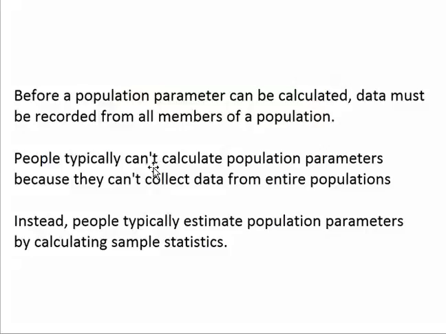So, since researchers usually can't calculate population parameters, what they do is they collect data from samples, preferably random samples, and then they calculate sample statistics to estimate the population parameters that they're interested in. And we said that the process of calculating a sample statistic to estimate a population parameter is called statistical inference. So using a sample mean to estimate a population mean is statistical inference. Using a sample standard deviation to estimate a population standard deviation would also be statistical inference.